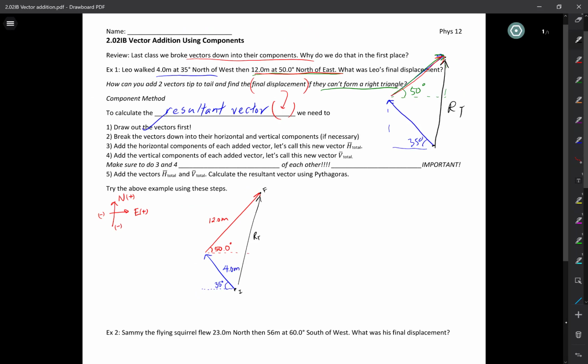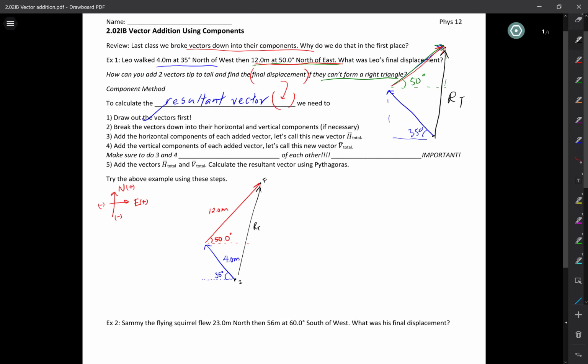Now, if you know the cosine law, which I'm not going to cover in this video, you can use the cosine law to find the remaining side of your irregular triangle. But if you haven't, that's fine. Also, you can't use the cosine law for more complex examples involving multiple vector addition problems. But the component method, again, will always work. Okay, so number 2, we're going to break the vectors down into their horizontal and vertical components.